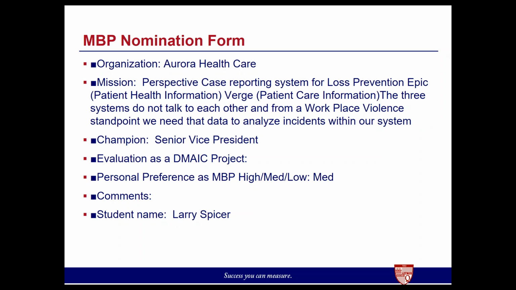My organization is Aurora Healthcare, and I think I put the mission. Well, the mission is we have Perspective, a case reporting system for loss prevention and security. Epic is patient information, and Verge is for patient care, to put ancillary information in. The problem is the three systems don't talk to each other. Specifically, from a workplace violence standpoint for security, we need a system in place where we can access certain patient information so that when patients come in combative or what have you, we can access that information, and right now we don't have that capability. So that's where our problem is.